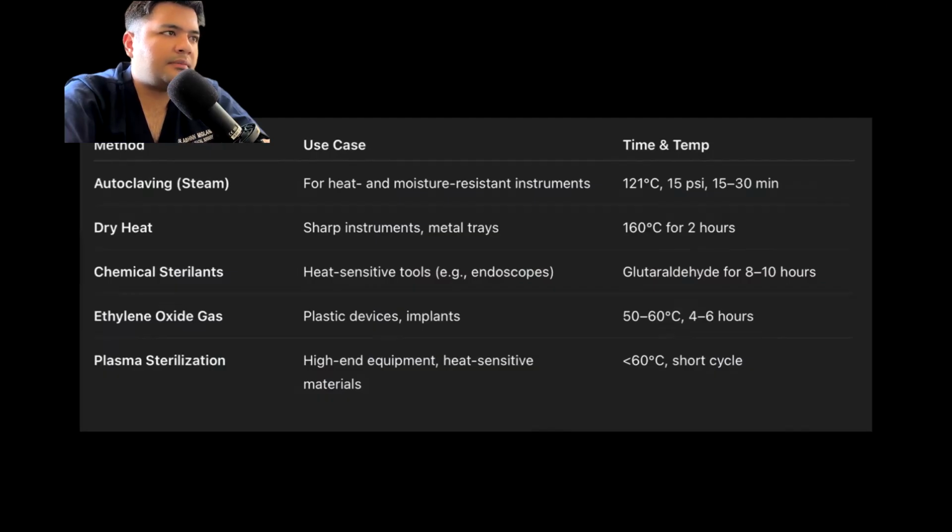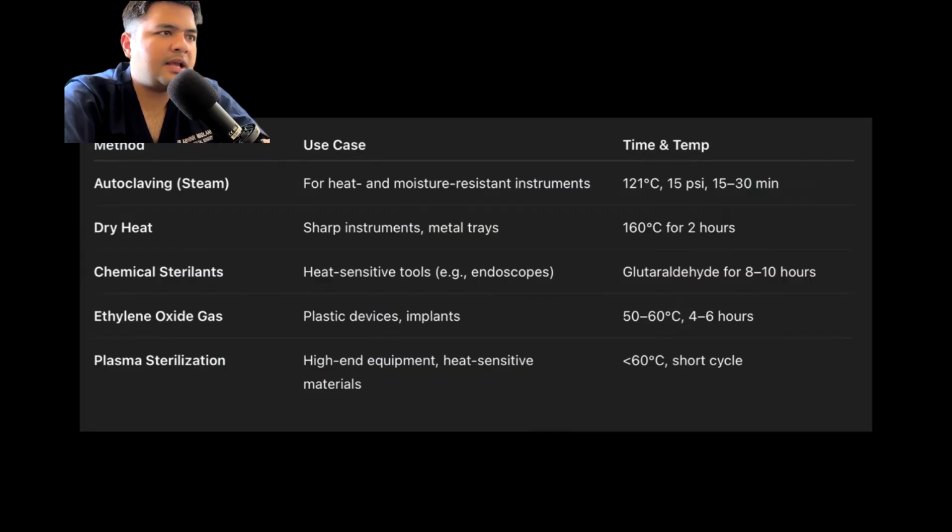So these are the methods of sterilization. Autoclaving, steam for heat and moisture resistant instruments, 121 degrees Celsius at 15 psi for 15 to 30 minutes. Dry heat for sharp instruments and metal trays, 160 degrees Celsius for 2 hours. Chemical sterilants for heat sensitive tools, for example endoscopes, are used with glutaraldehyde for 8 to 10 hours.